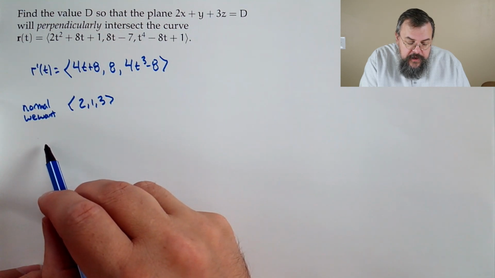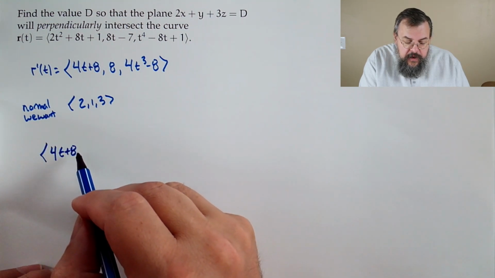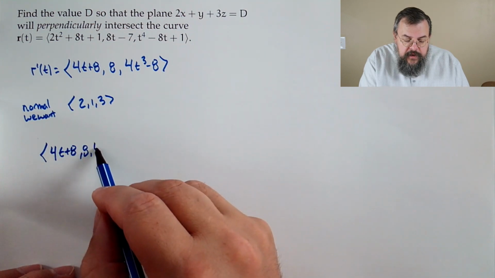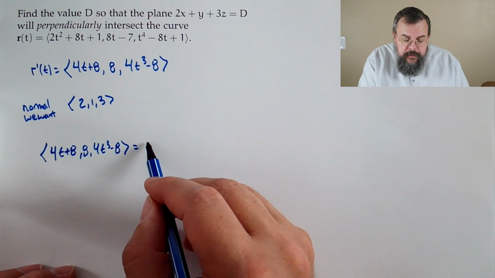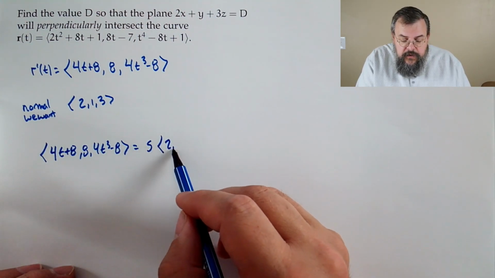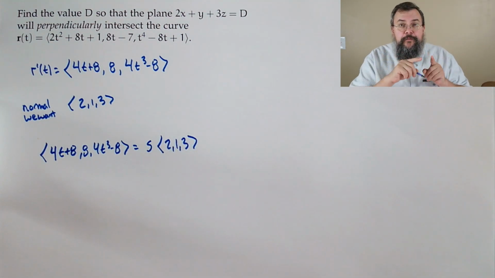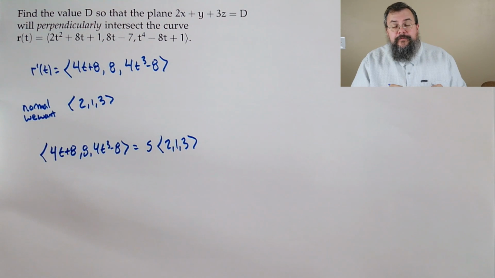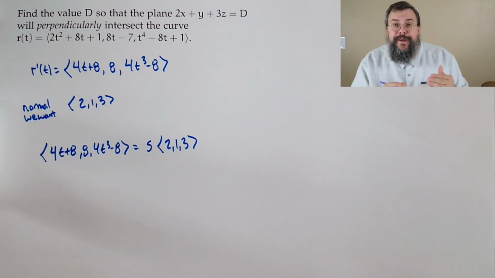We're looking for some combination where 4t plus 8, 8, 4t cubed minus 8 is equal to some scaling factor, I'll use s, times 2, 1, 3. In other words, I want them to be parallel. That's what I'm looking for. I need these vectors to be parallel. So wherever they're parallel, that says, okay, that plane has a chance to be perpendicular.